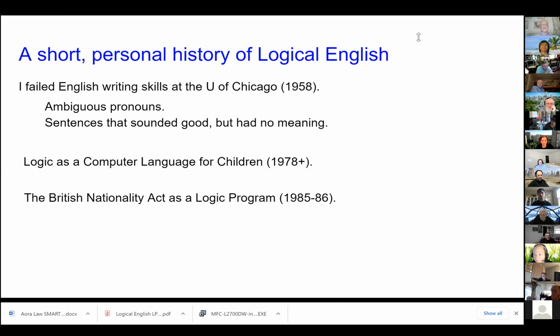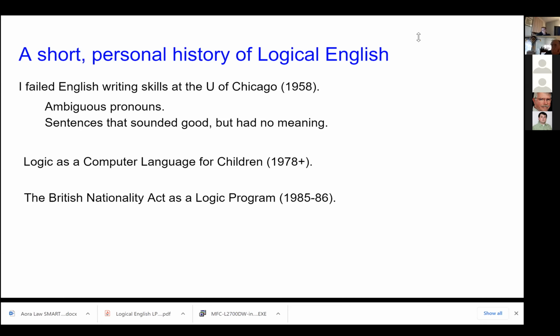But I still managed to keep up my enthusiasm, partly because when we worked on the British Nationality Act, I could see that the English of the British Nationality Act was as good as or better than most computer programs, and indeed computer program specifications. It was written beautifully, precisely, clearly, and had much better structure than any program that I had ever encountered. And that inspired me to think of natural language as potentially an alternative to symbolic languages that people had been using for computing. And in particular, the closeness of the language of the British Nationality Act to the language of logic programs was another inspiration.